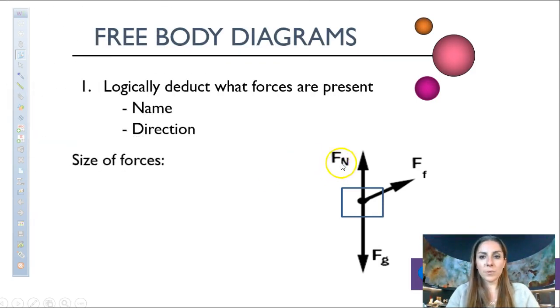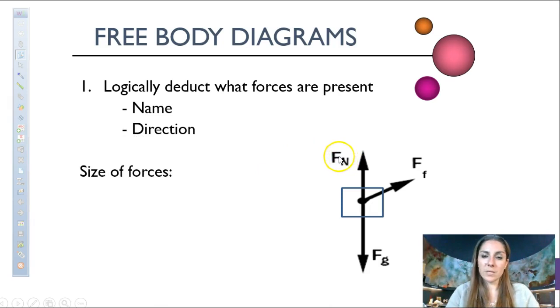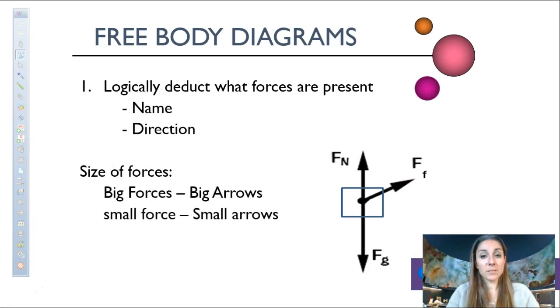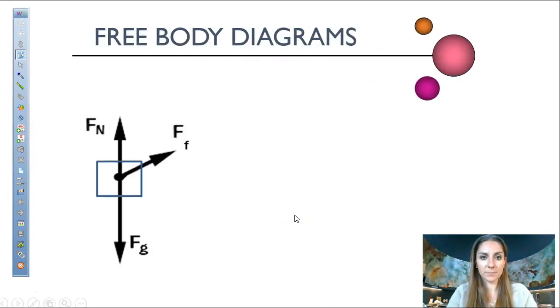So we need to know the name of the forces. This sounds obvious, but I definitely need to make it a point here. You need to label the forces because we need to know what they're doing. Equally important, you have to draw them in terms of their relative sizes. If it's a big force, it should be a big arrow. If it's a small force, it will be a small arrow. Definitely need to do this to model the situation correctly.